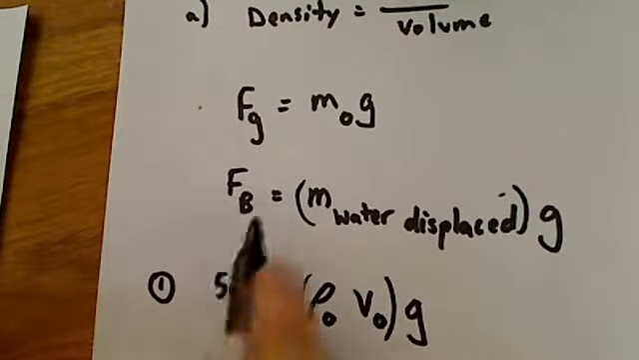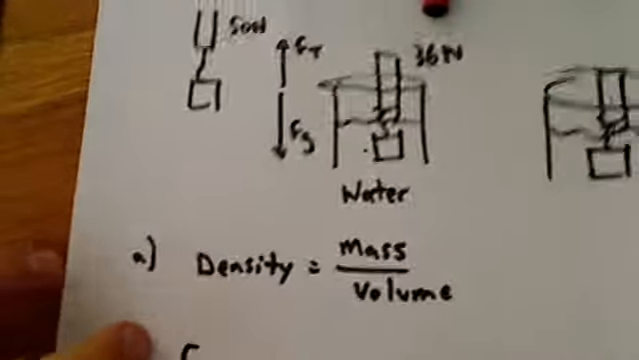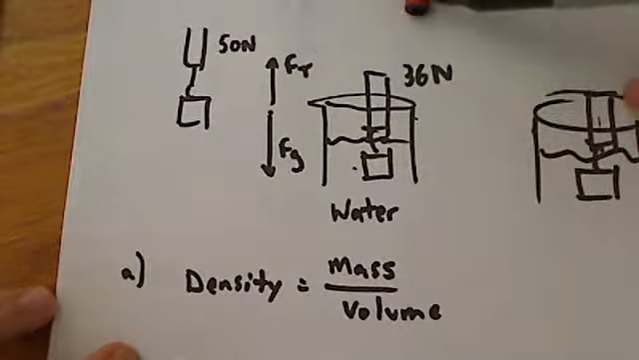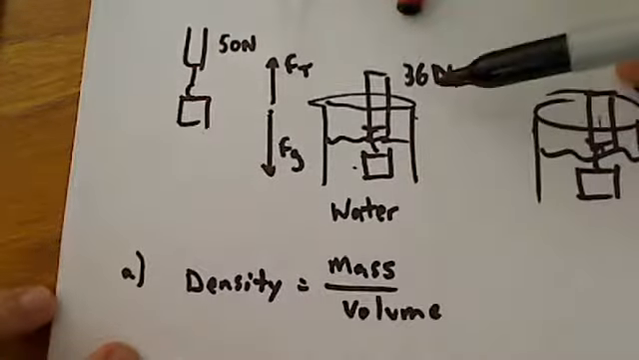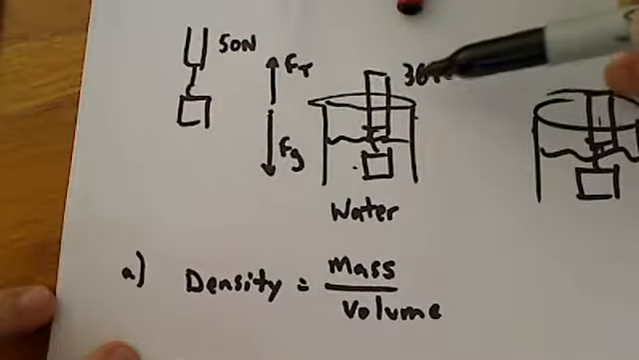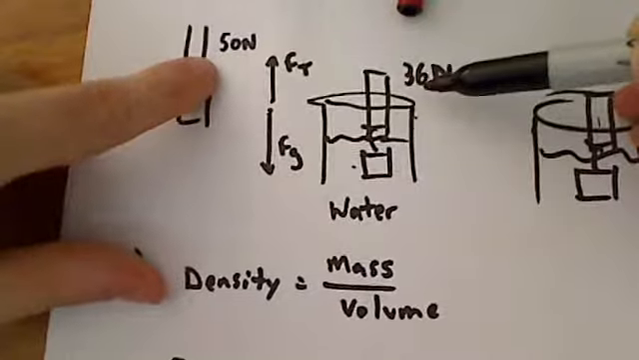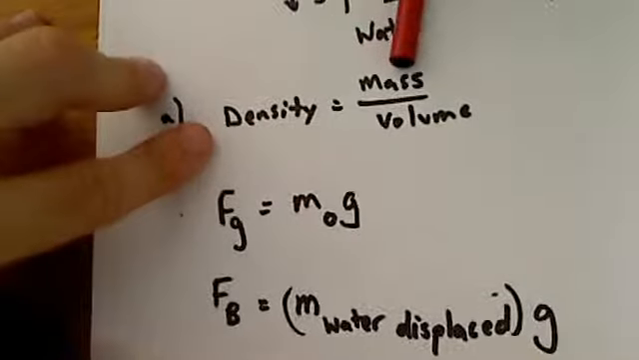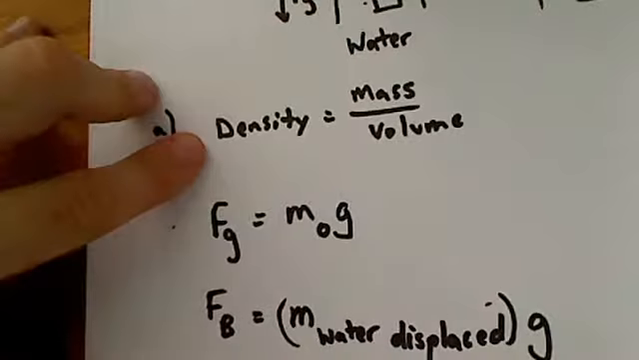Now let's look at our second equation. We want to look at the buoyant force. Remember, the buoyant force is going to be the difference between these two numbers. Here's 50 newtons. Here's 36 newtons. Something is pushing this object up, or else this would be the same number as this. What's pushing it up is the buoyant force of the water. So the difference, 50 minus 36.